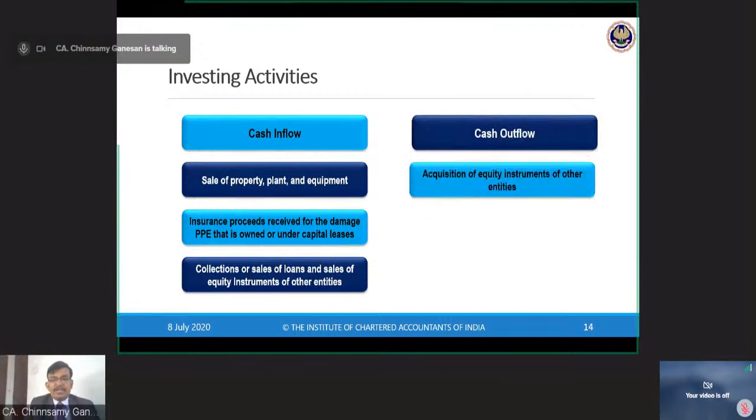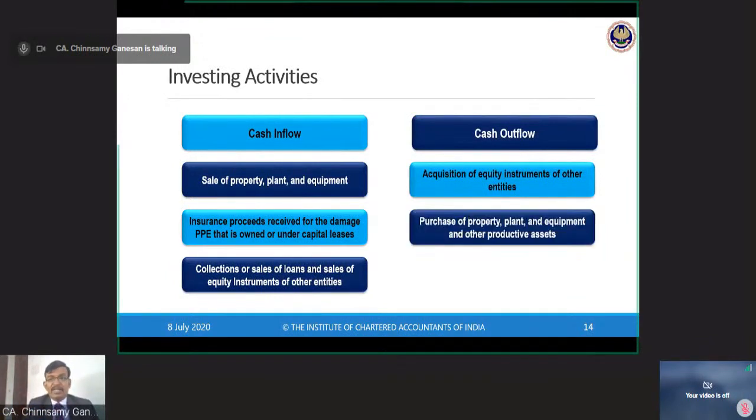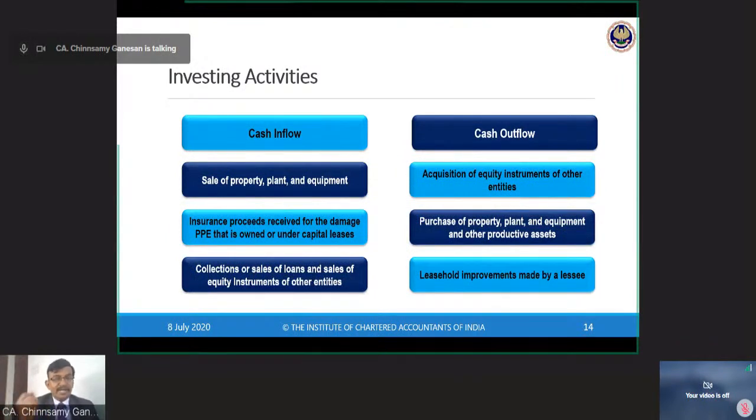Cash outflow: acquisition of equity instruments of other entities, not my own shares, which I cannot purchase. Accordingly, it is an investment or acquisition in another entity. Purchase of property, plant and equipment and any other assets like furniture, office equipment, etc. for the business. Even if I am making leasehold improvements, say I have taken a lease for 3 years and I am making leasehold improvements, that is also a cash outflow for investing activities. Before we get into the next slide, let me take the questions which have been asked by you as of now, and then we will go for our break.